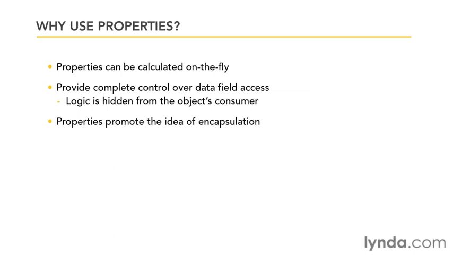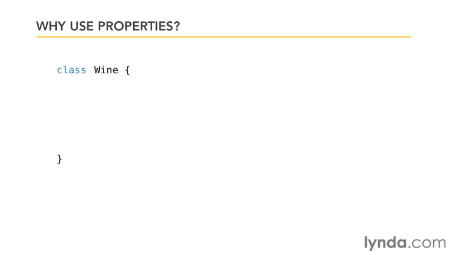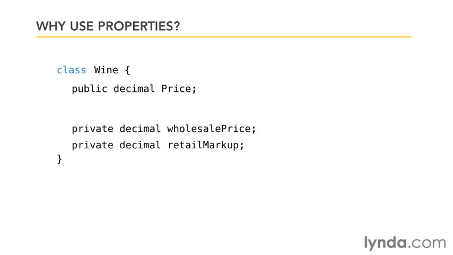Let's take a look at an example of how you'd have a property whose value is calculated on the fly. Let's imagine I had a class that represented a wine. And in that class, I have a price. I could define the price as just a public member variable like I've done here. And I've got some private ones, like say that there's a wholesale price and there's a retail markup. So when a wine store buys a wine, they don't pay the retail. There's a wholesale price they pay, and then there's a markup that they apply to the wholesale price, which is what the real price is.